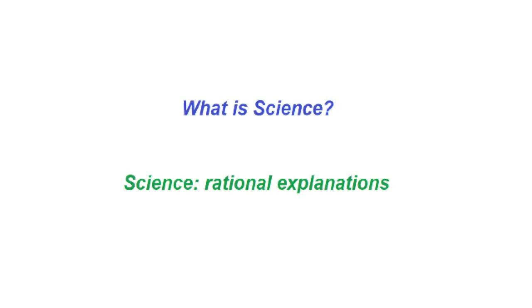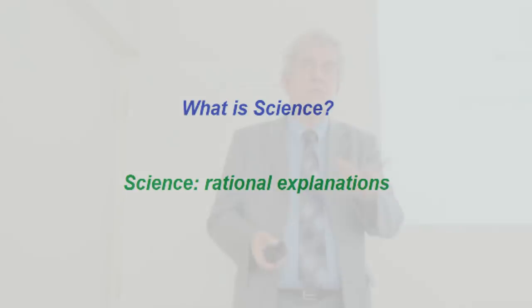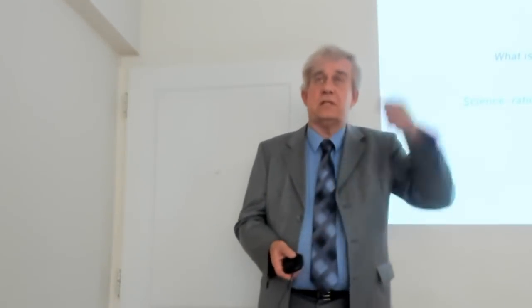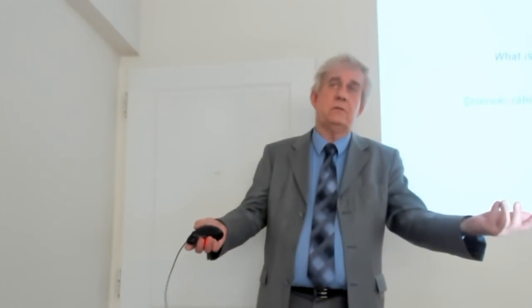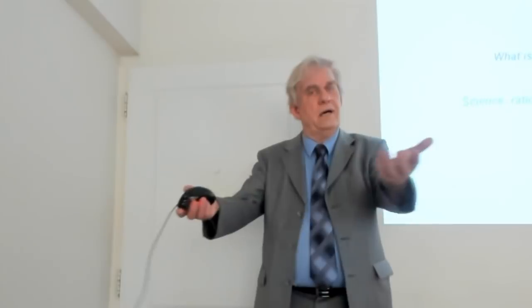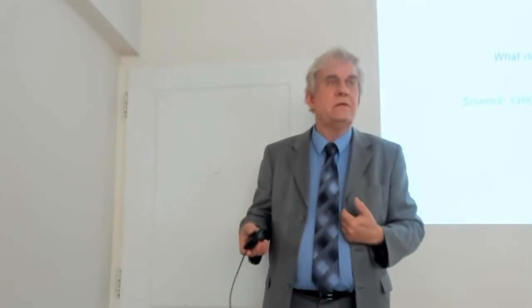What is science? Science is rational explanations. That's what science is. You have to explain a phenomenon rationally. I always give the example of a magician. Cuts the lady in half, two pieces. Curtains closed, curtains open. Lady comes out in one piece.